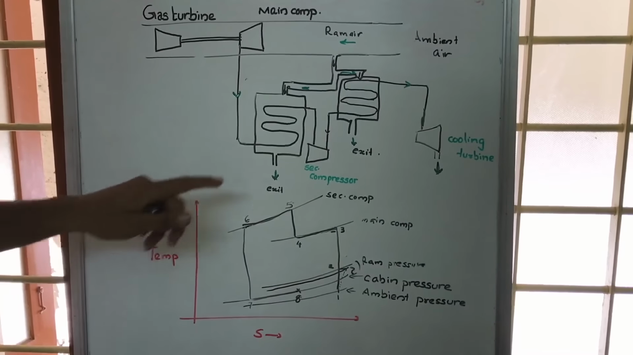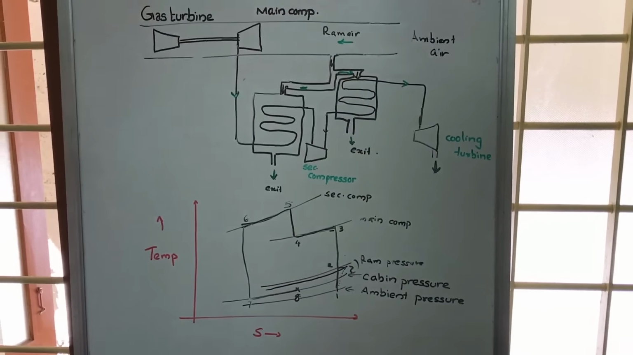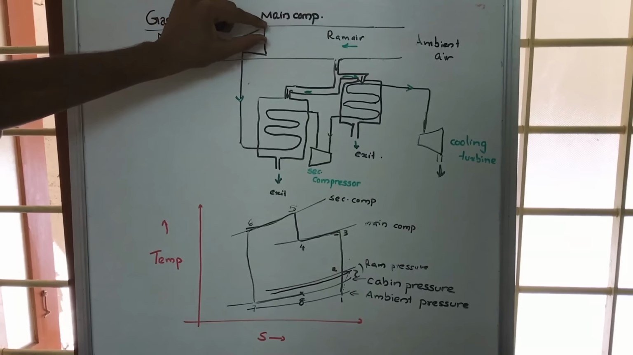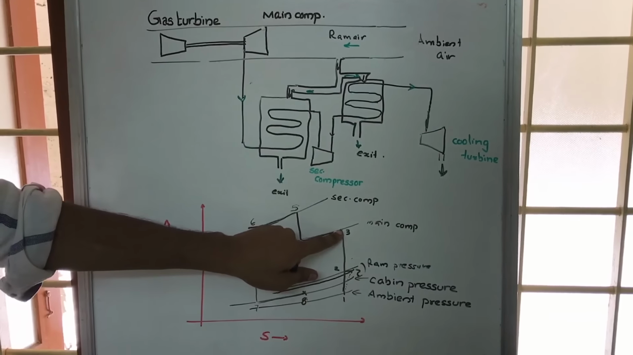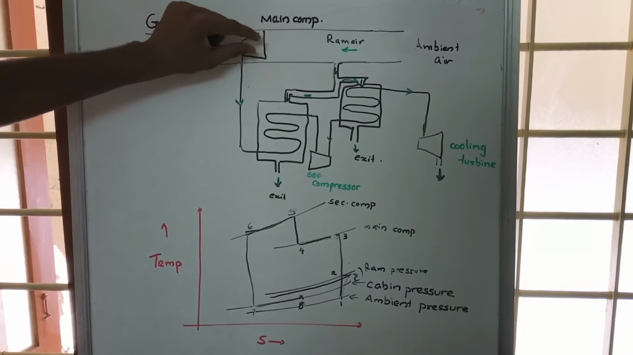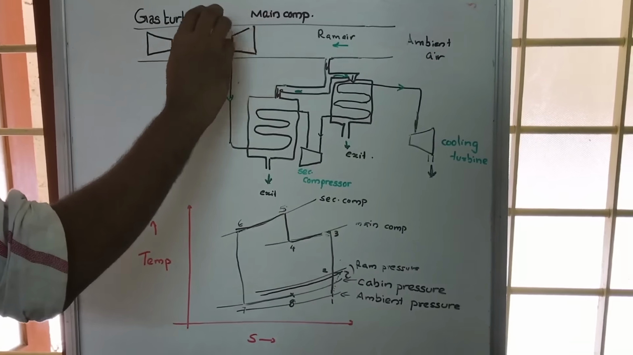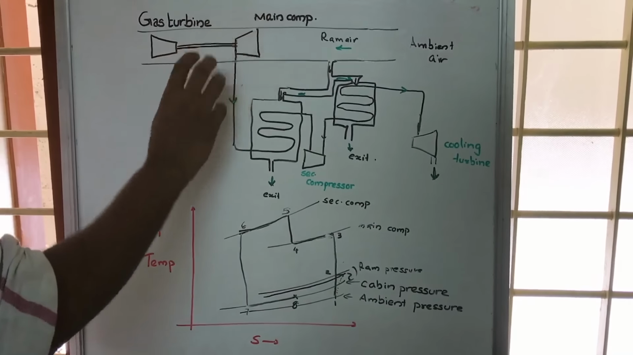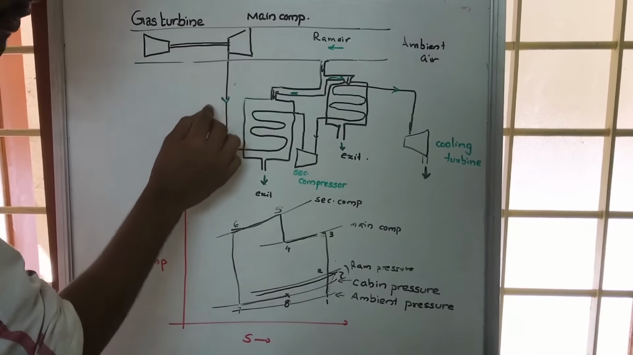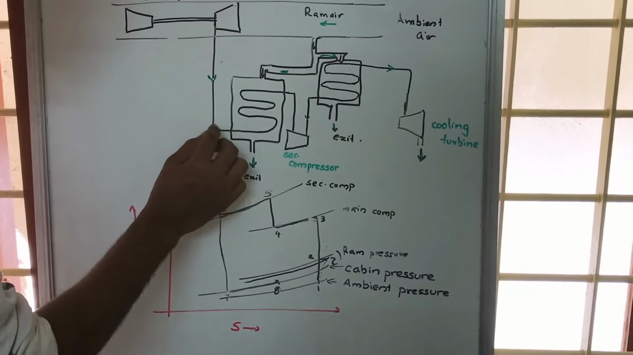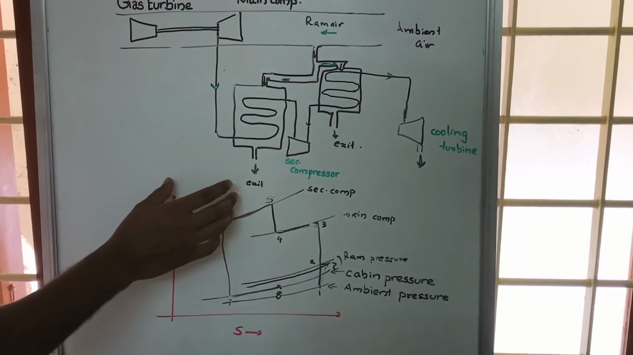Then after the compression, after the ramming, it enters the main compressor, and in the main compressor it undergoes compression. So that process is shown by 2-3. After the main compression, a part of it will be fed to the combustion chamber, and we are not bothering about that. A part of it is sent to a particular chamber, and this chamber is actually a heat exchanger.